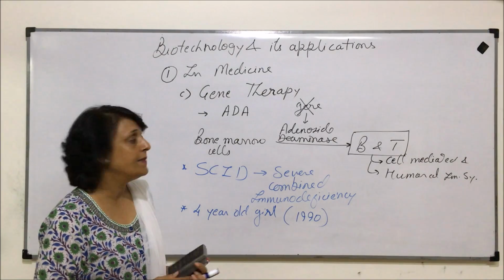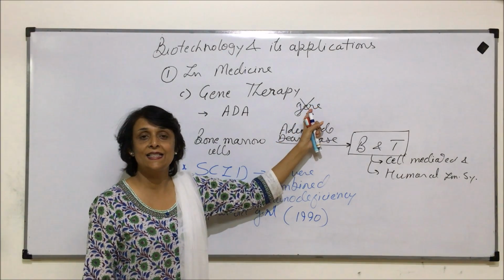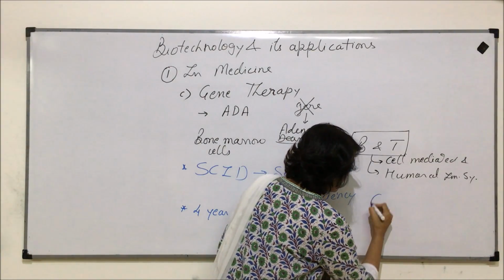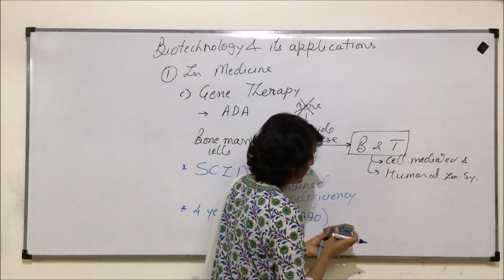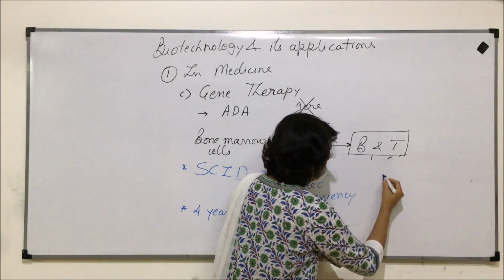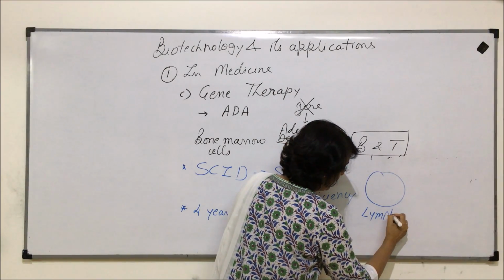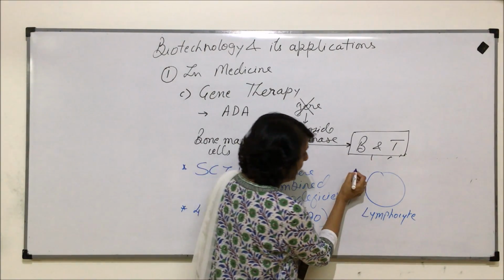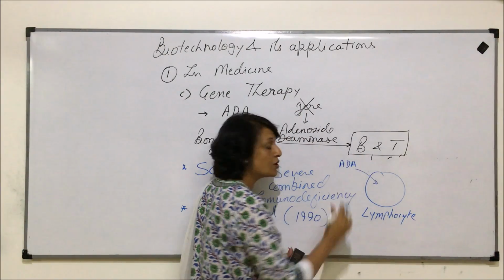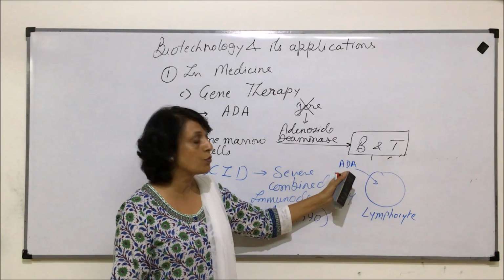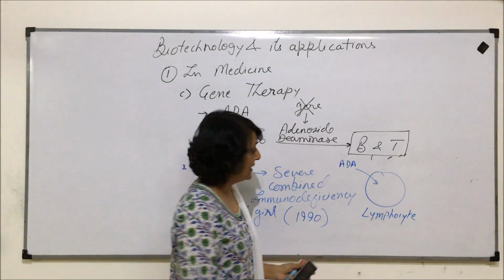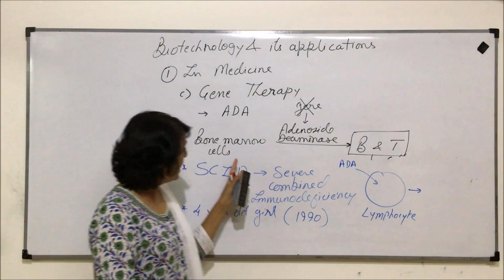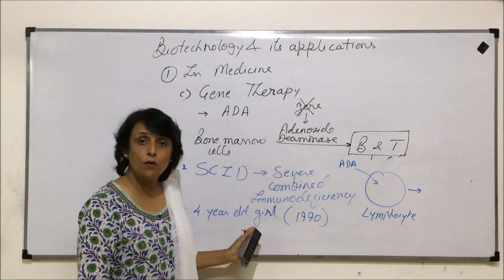What the scientists did, they isolated the ADA synthesizing gene. This gene was introduced into lymphocytes. The lymphocytes of the patient, that is of this girl, were taken out, and in this ADA gene was introduced using retrovirus. Retrovirus was used as a vector, and these transformed lymphocytes were infused into the bone marrow of the patient or of this girl.